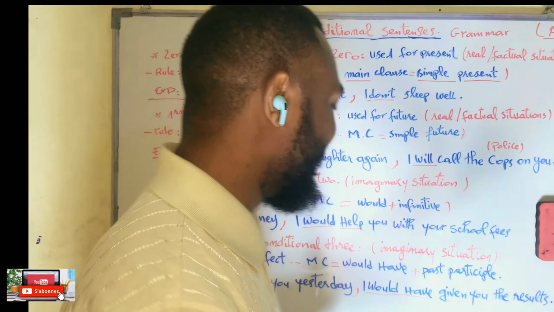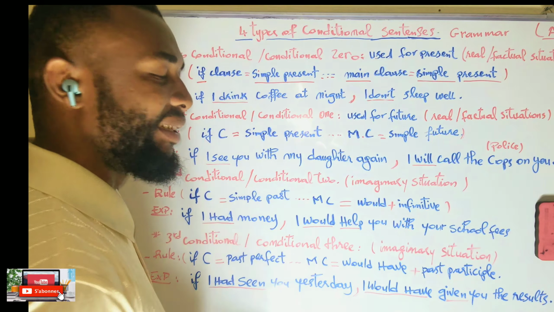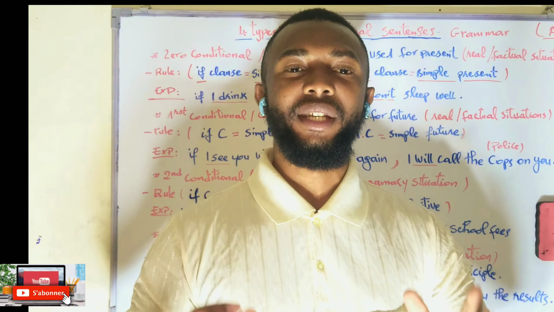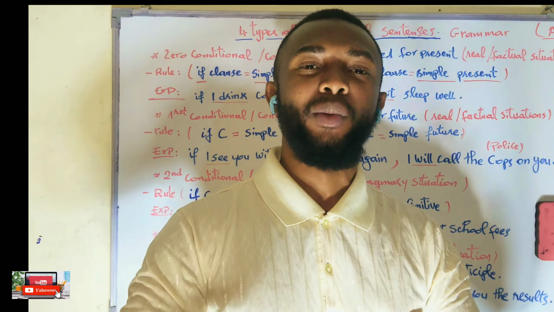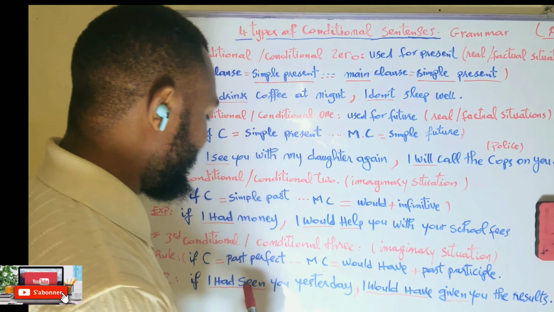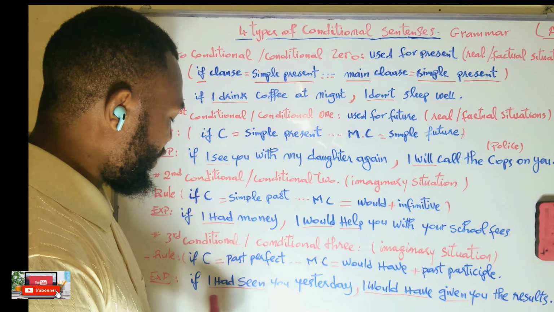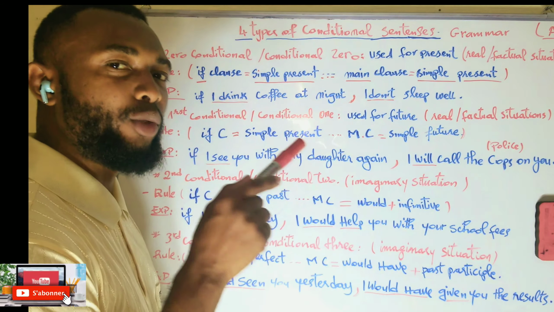Alright? So let's say an example. Example we have if I had seen you yesterday. If I had seen you yesterday, right? So if I had seen you, j'ai conjugué le verbe see, ça c'est le verbe to see. L'infinitif du verbe, ça c'est to see, right? So if I had seen you, donc seen, you know, le participe passé du verbe to see.